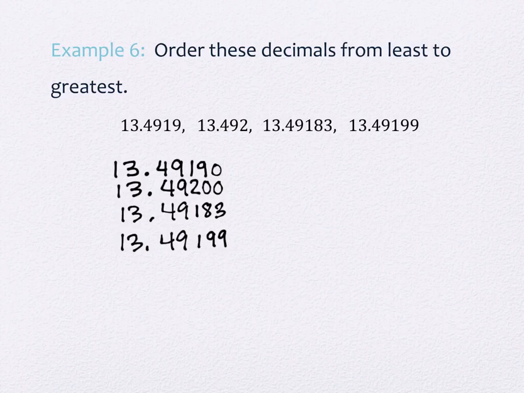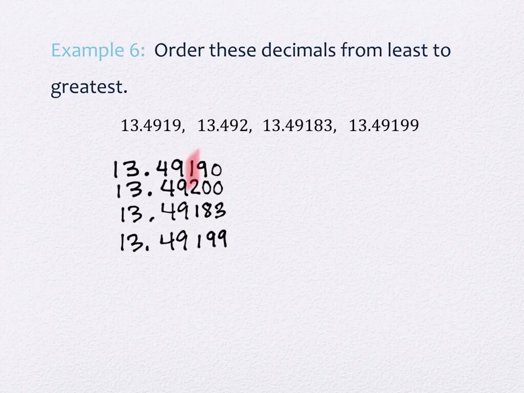And we're going to go one value at a time. So they all match in the tens place. There's all a 1 there. They all match in the units place. They're all 3s. The tenths place are all 4s. And the hundredths place are all 9s. So until I get to the third decimal, nothing is different.